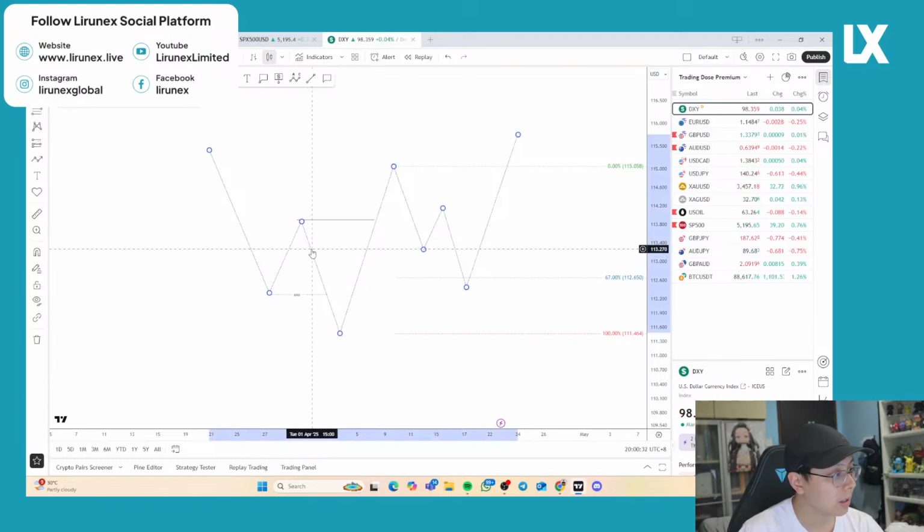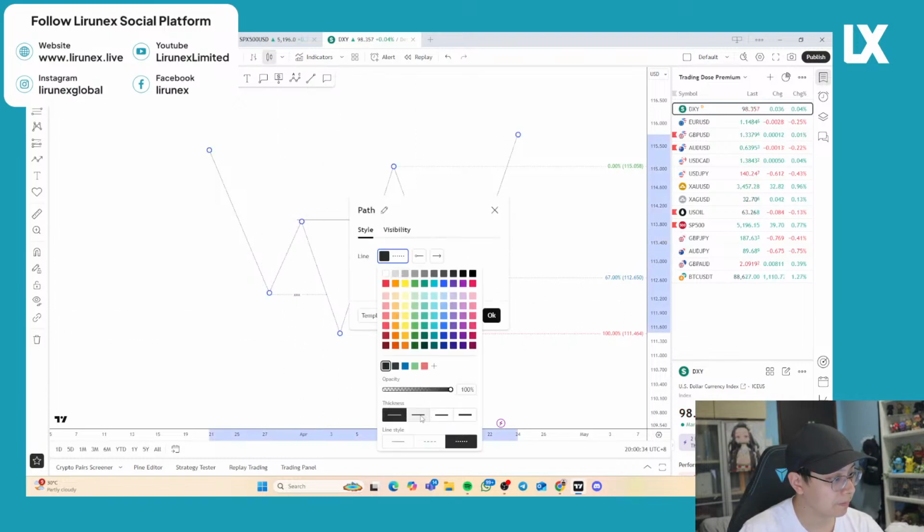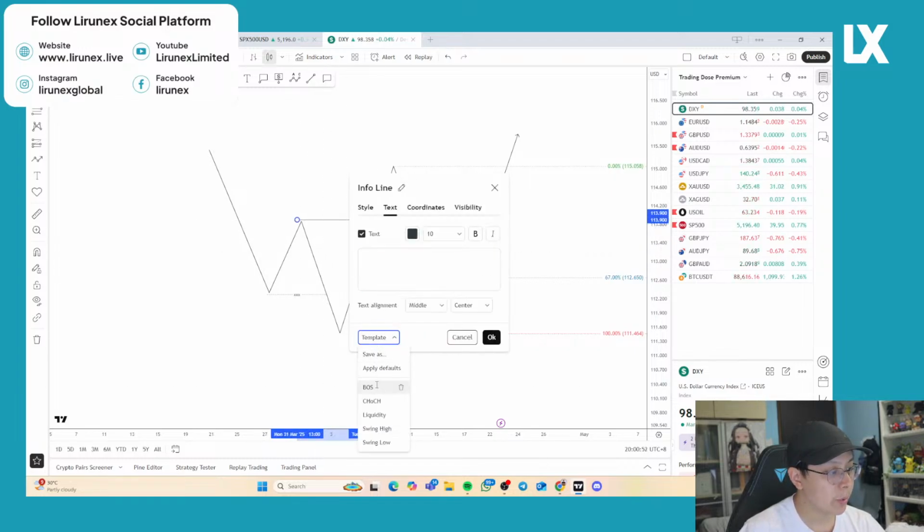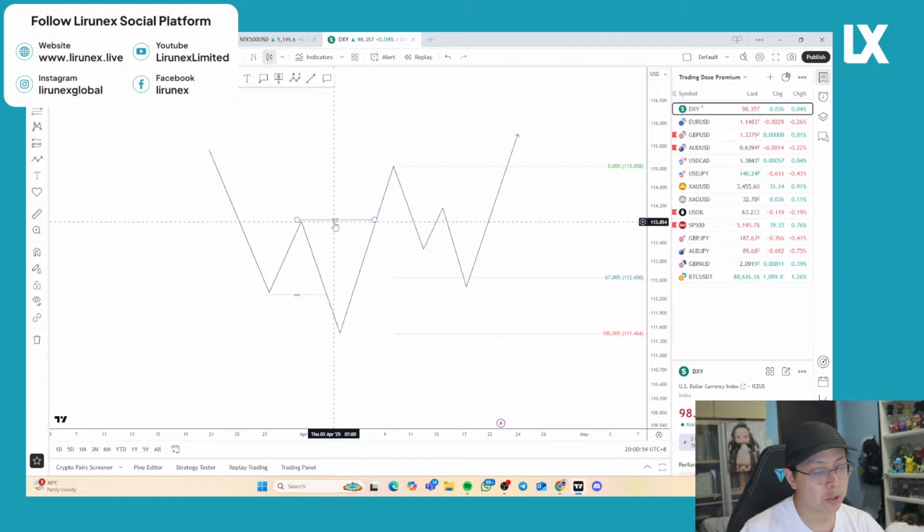Let me just very quickly change this. So that's what we call a liquidity sweep, which means, aka, it's a fake break. Why is it a fake break? Because the market broke the low, but then very quickly reverses and goes up and breaks that previous swing high. And when it breaks that previous swing high, we call this a break of structure.